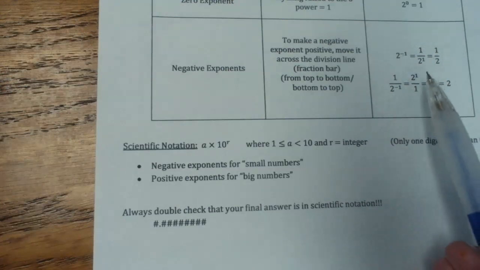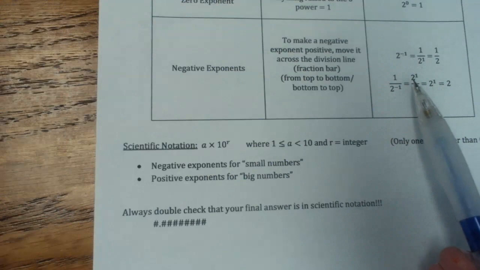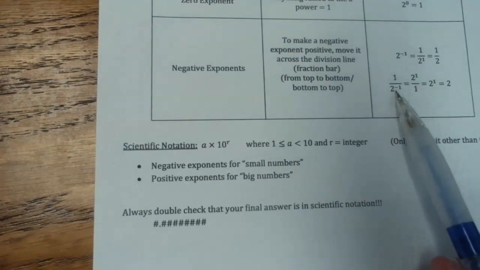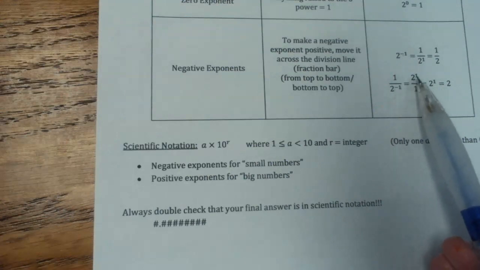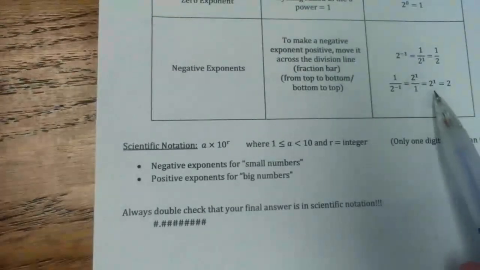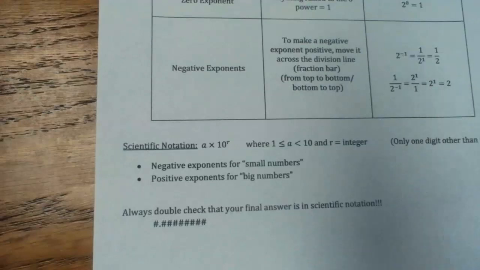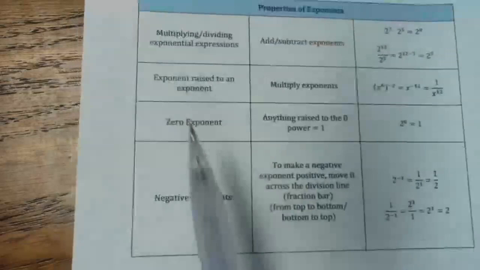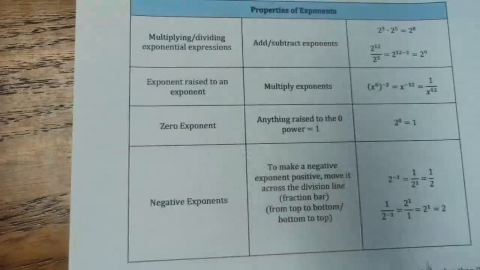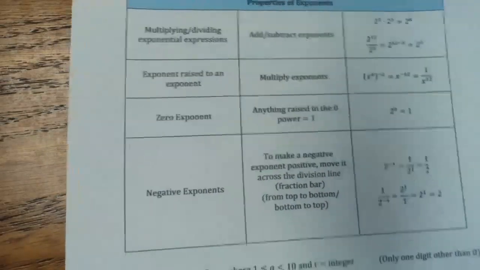If it's on the bottom already, it's going to move to the top to become positive. So 1 over 2 to the negative 1 power is going to move to the top. So 2 to the positive 1 power over 1. So there's nothing there anymore. So 2 to the first power divided by 1 is just 2 to the first power. 2 to the first power is just 2. So kind of what the property is, what you do, and then some examples.